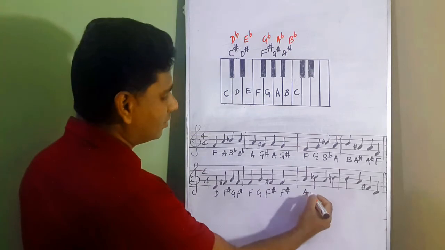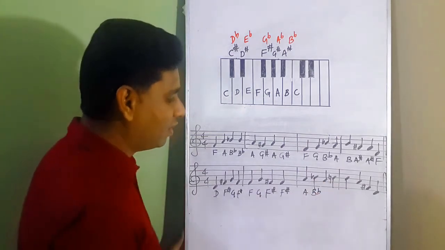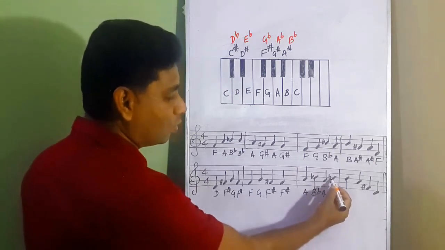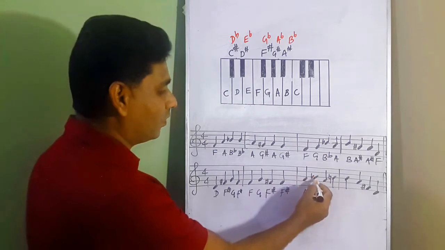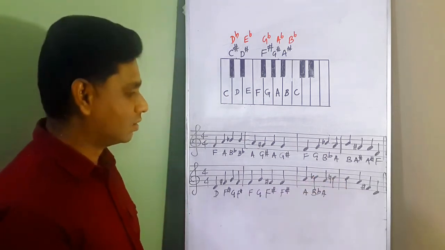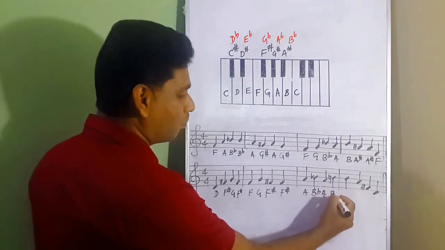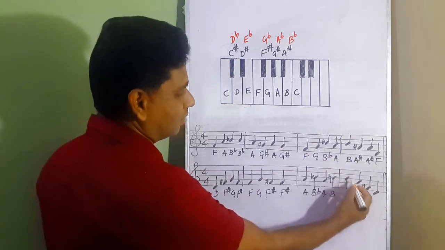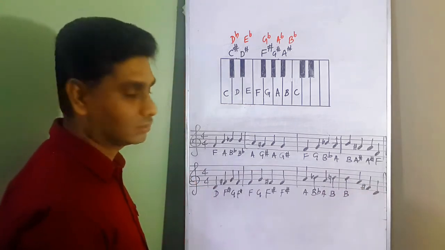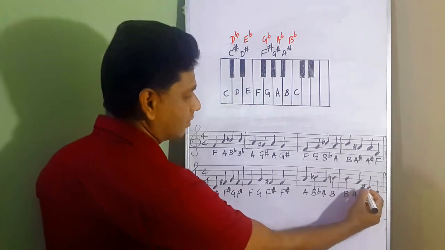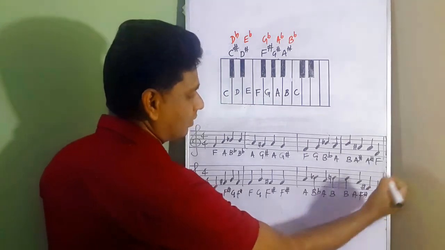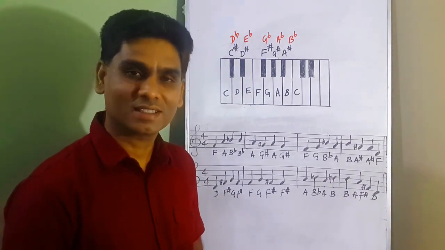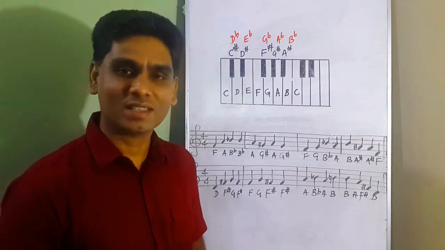Third bar, this is A, B flat. Cancel the flat by using the natural mark. This becomes natural. In the bar line, again note B, A, F sharp, D. That is how accidentals work. I hope you understand very well about accidentals.